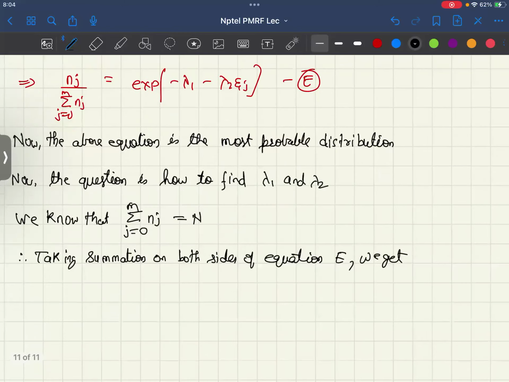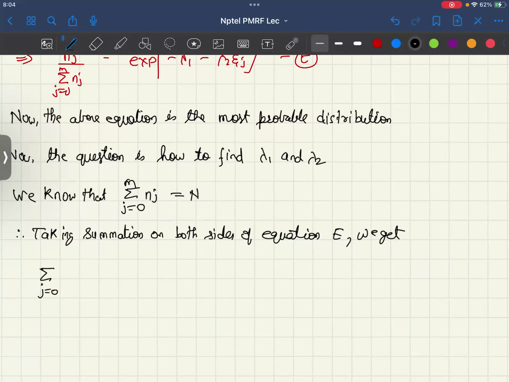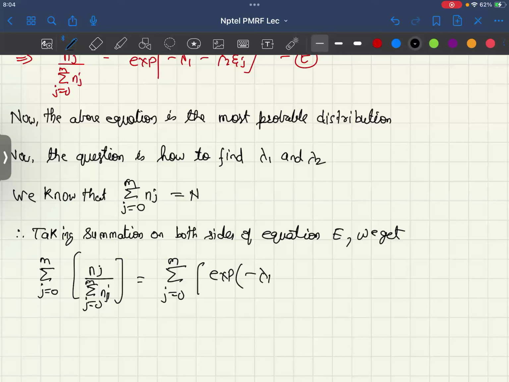summation j equals 0 to m of nj divided by summation j equals 0 to m of nj is equal to summation j equals 0 to m of exponential of minus lambda 1 minus lambda 2 epsilon j. Now remember that this is already summation. So summation under summation is nothing but summation only.